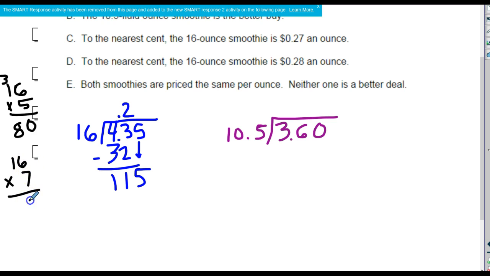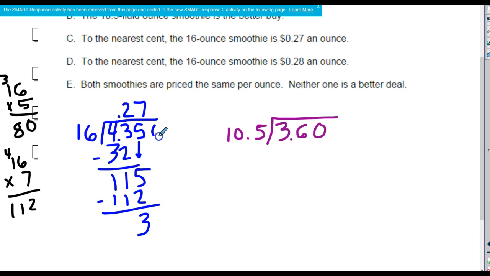So I have 7 times 6, that's 42. 7 times 1 is 7. 7 plus 4 is 11. That's 112. I don't think I can get any closer than that. So I'm going to go with that as my answer, and that's 7. 7 times 16, I already know, is 112. Now I'm going to subtract, and I'll get 3.